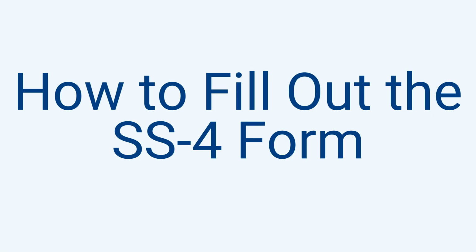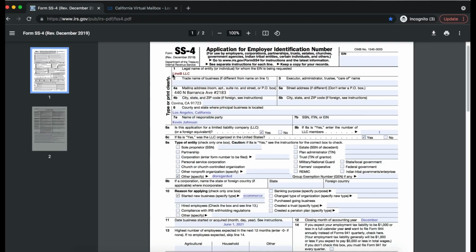Next, let's go over how to fill out your SS4 form. The SS4 is your mail and fax option for your EIN. Fill out the SS4 form. For line 1, legal name of entity or individual for whom the EIN is being requested. Enter the legal name of the entity or individual applying for the EIN exactly as it appears on the Social Security card, charter, or other applicable legal document. This is required. Line 2, skip the trade name if it's the same as number 1.